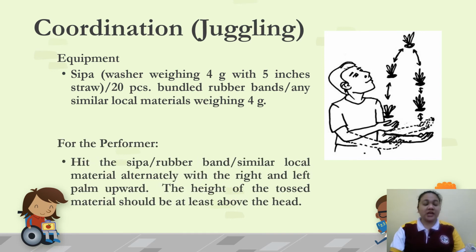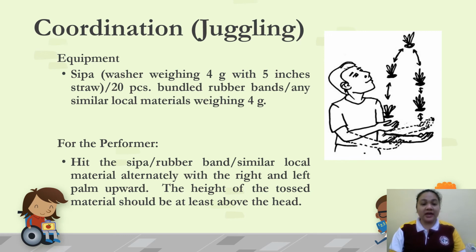Okay, so paano po siya i-execute ng performer? So, the performer will hit the SIPA or rubber band or any similar local material alternately with right and left palm upward. The height of the tossed material should be at least above the head. So, same as what we can see in the illustration, hindi kailangan na sobrang taas. Basta lagpas lang po sa ulo.